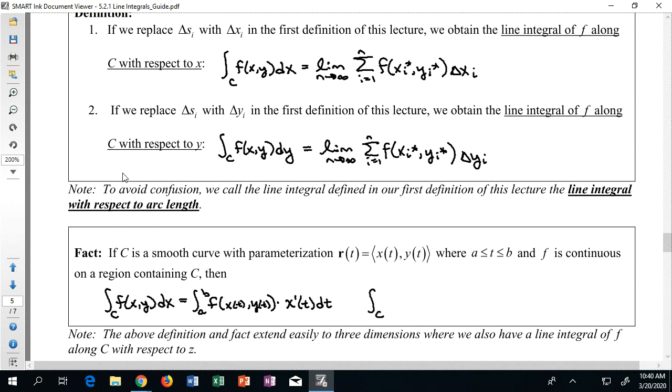I'll also be able to say that if I had the exact same thing, but with dy, I would get an integral from a to b, my function with the pieces for x and y substituted in, and then a y'(t) dt.